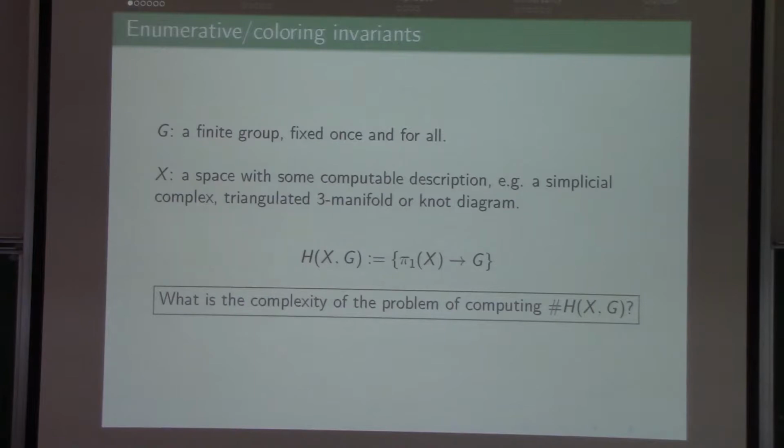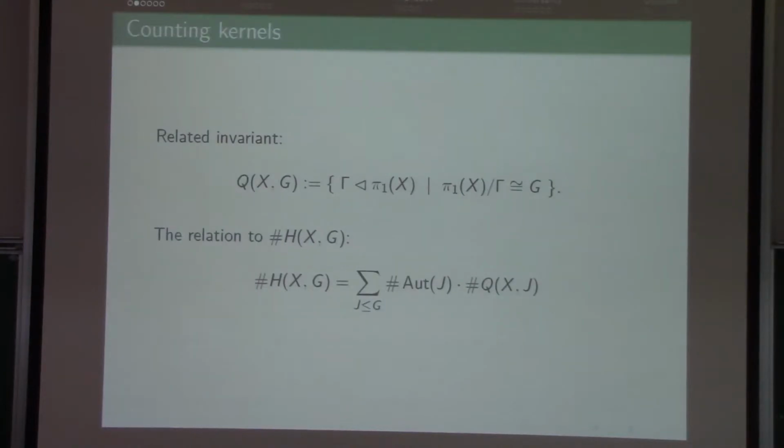In order to understand this invariant, we have to introduce another one, which is a little bit contrived, but it is definitely important. Instead of counting maps, we could count kernels. Here, gamma is a normal subgroup of pi1 of our space, and we want the quotient by that normal subgroup to be isomorphic to G. This is important because of the following formula: the number of homomorphisms from pi1 of X to G is some weighted sum of the number of kernels whose quotients give you a subgroup of G.